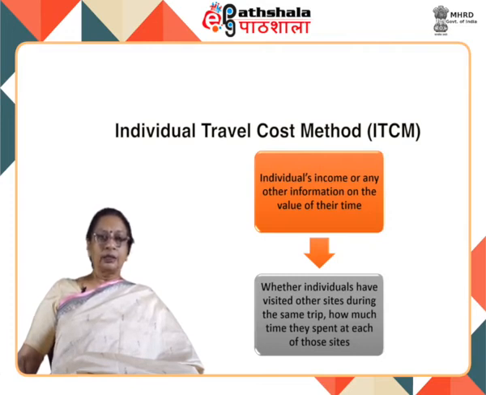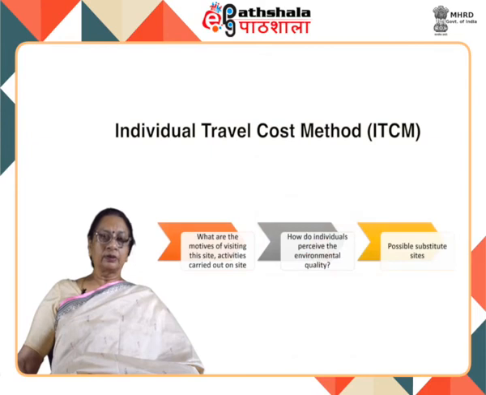Sixth, whether individuals have visited other sites during the same trip, how much time they spent at each of those sites. Seventh, what are the motives of visiting this site? Activities carried out on the site like games, walk, cycling, etc. Eighth, how do individuals perceive the environmental quality of the recreational site? Ninth, possible substitutes sites instead of this site.